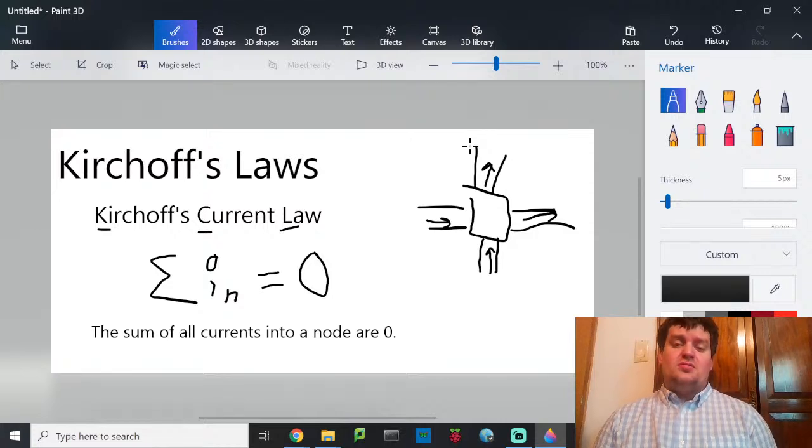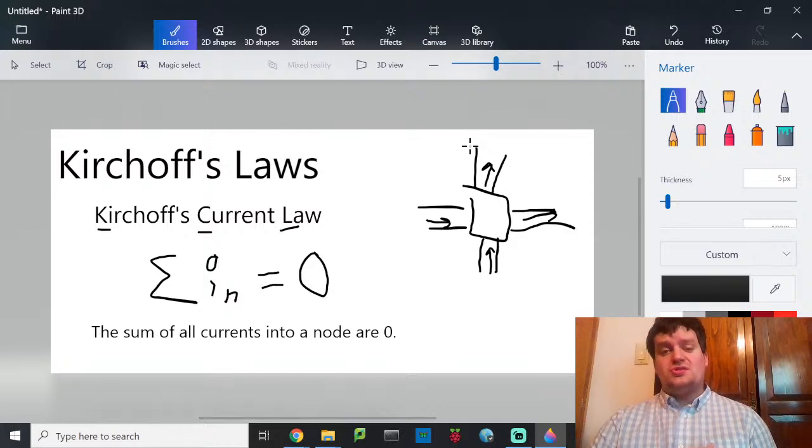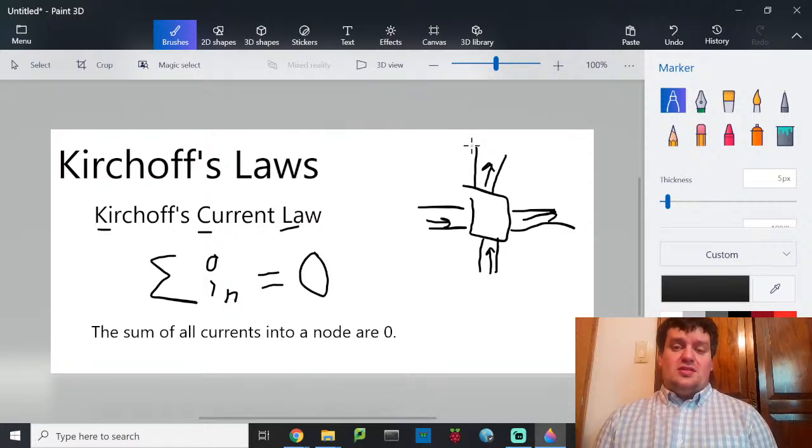I've already given you the power calculation. I've already given you current. I've already given you voltage relationships for resistors, capacitors, and inductors. I've now given you the two Kirchhoff's laws. This is it for this class. These are all of the important equations. Almost everything we do is a derivative of the equations that I've already given you.